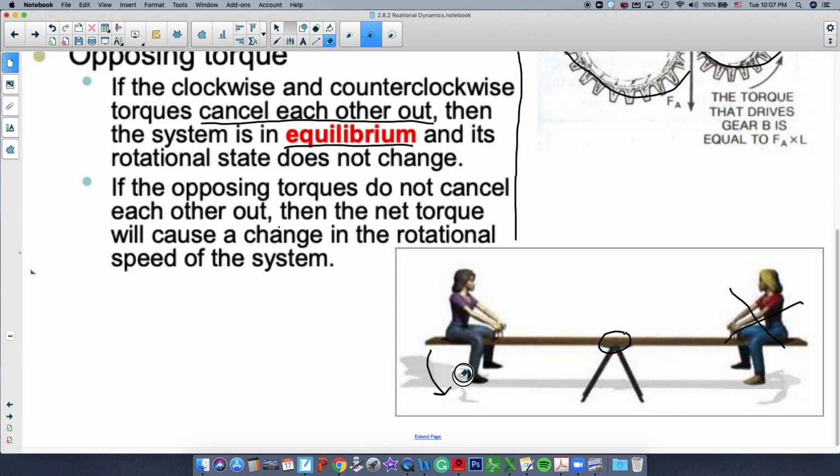Now, let's take this person and put them back on there. Let's get rid of that x. Technically we have a torque from this person going that way, and a torque from that person going that way. So these are opposing torques, because this one would result in a clockwise motion, and this one would result in a counterclockwise motion. So they're opposing torques, thus the system is in equilibrium. And we will work on calculating torque here in a second.